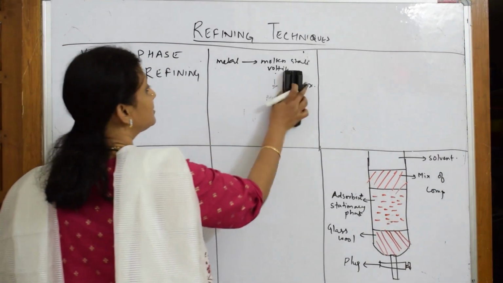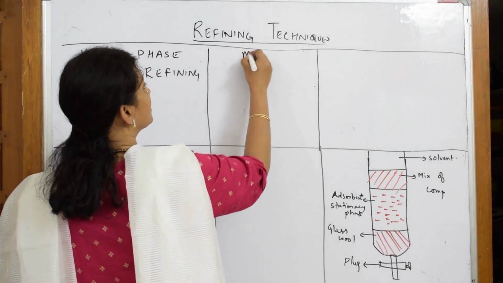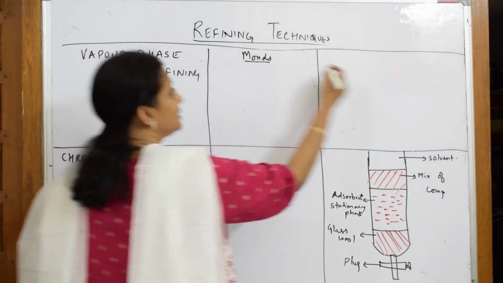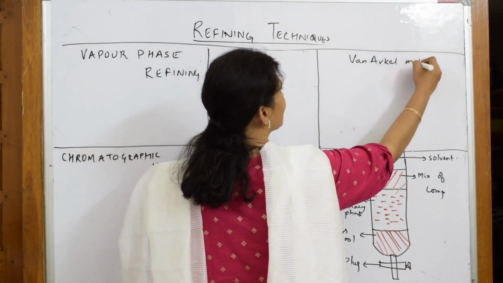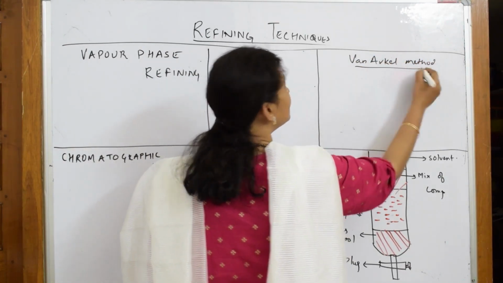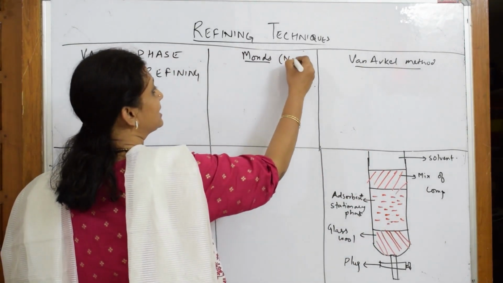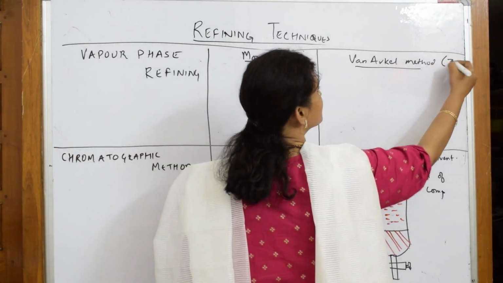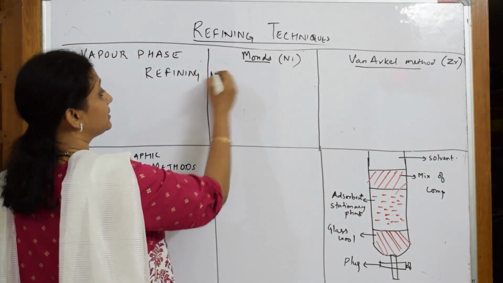For the first method, we are going to prepare using Mond's method, and the second method is Van Arkel's method. Mond's method is used to prepare nickel metal, right? So Mond's is for nickel refining, Van Arkel is for zirconium refining. First, I'm going to take nickel.